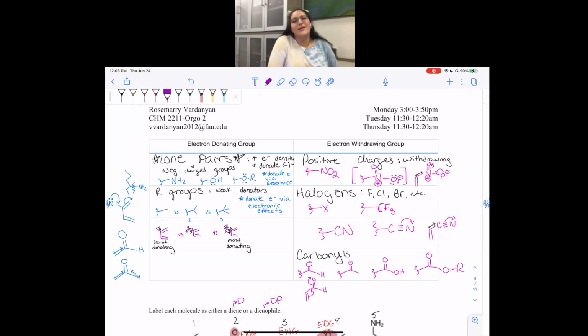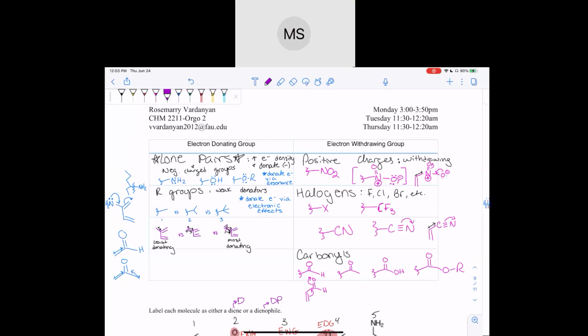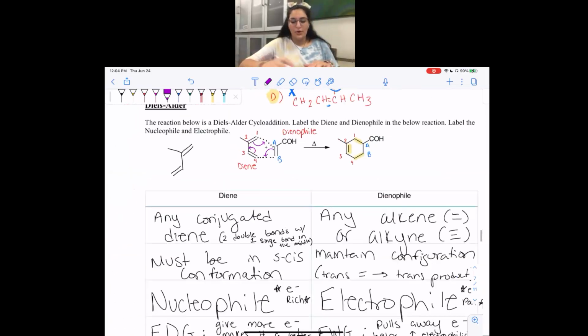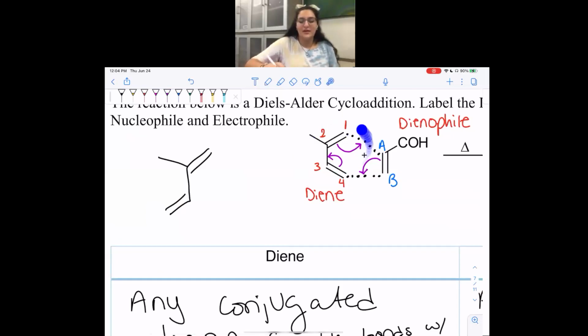Someone unmuted, so did you have a question? Yeah, Rose, didn't you say that to be a diene, the double bonds have to be on the same side? So I guess cis, or am I thinking something else? No, you're absolutely right. So in order for it to work, it has to be an s-cis conformation.